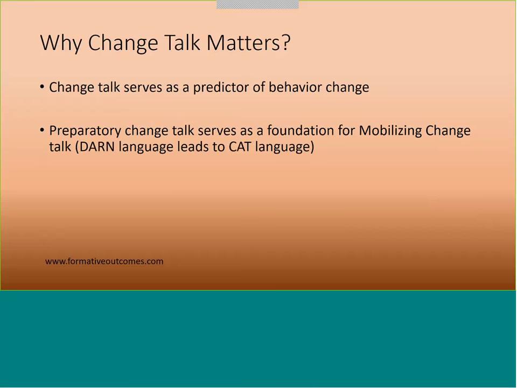So if we can work with someone to get them to express a particular type of language, that predicts a particular type of behavior. If you have someone who says, I'm not going to do anything, it's not important to me, this is garbage, I don't need to be here, well, we can kind of predict that that person's not going to do anything. So there are two types of change talk: preparatory change talk and mobilizing change talk.